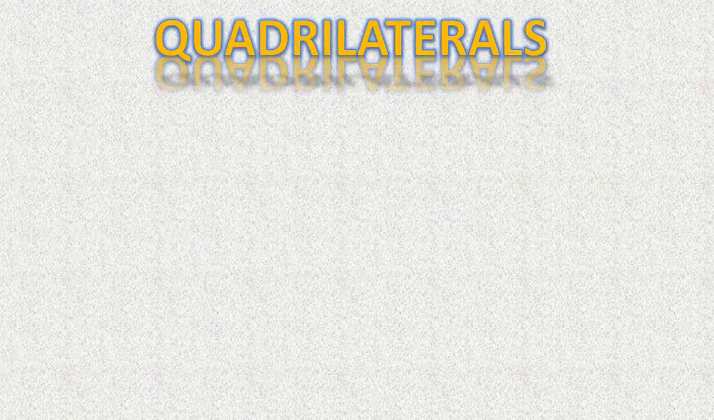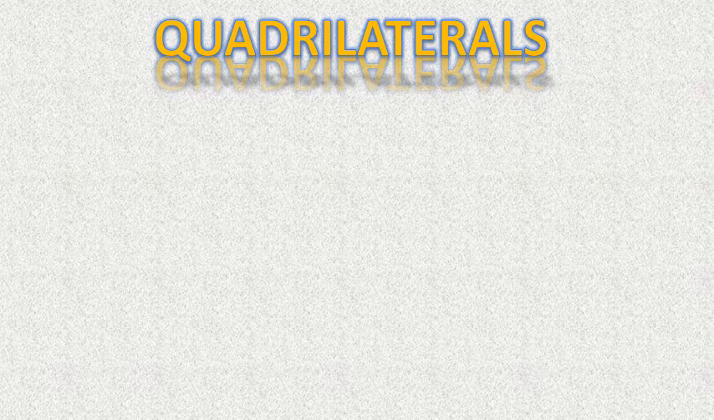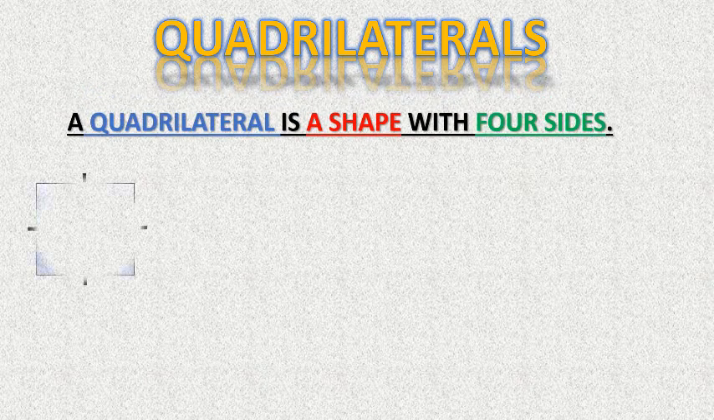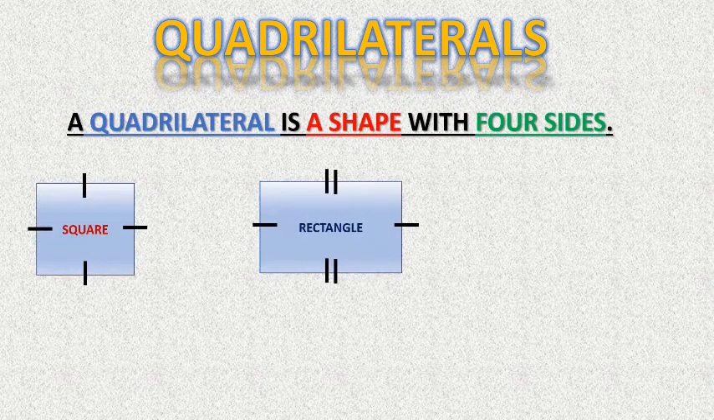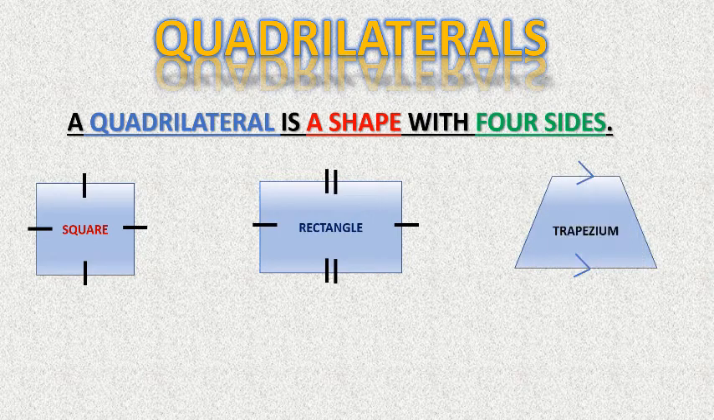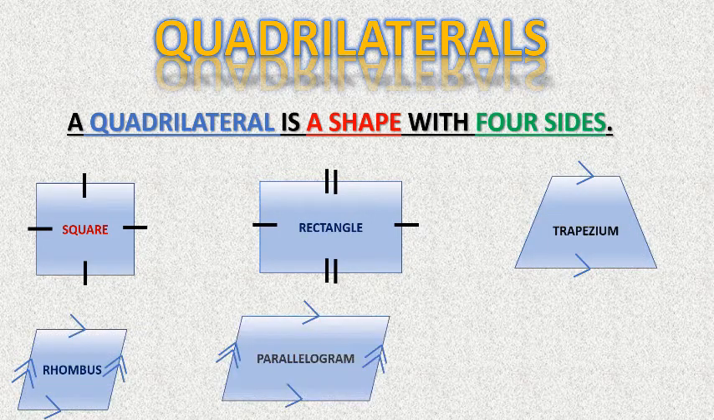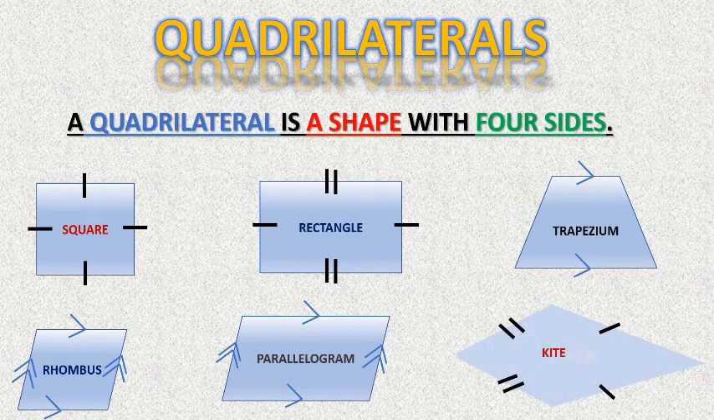Now next we have some more quadrilaterals, or you can say figures which have four sides, and the figures we have: square, rectangle, trapezium, rhombus, parallelogram, and the last, kite. We'll understand these figures in detail in our next slides.